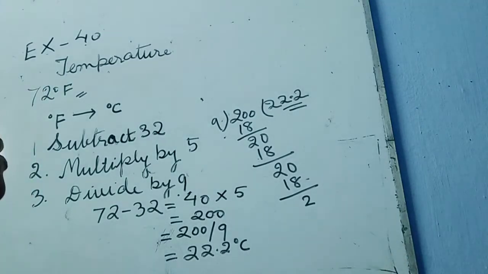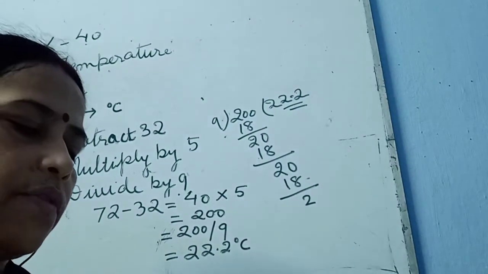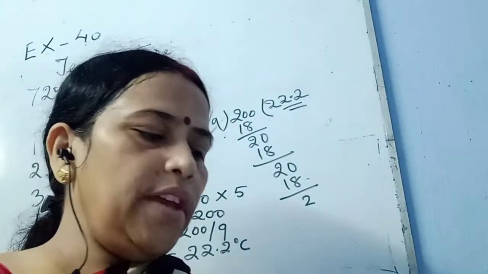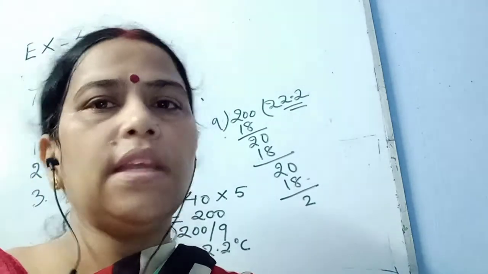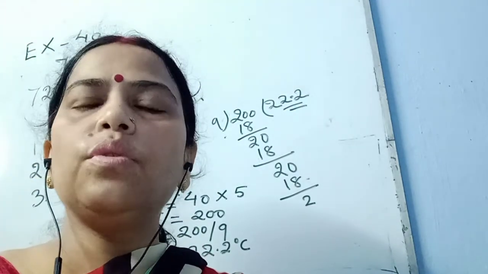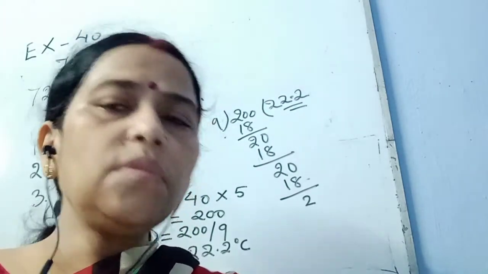So this is how you are going to convert. You have to follow the steps: subtract 32, multiply by 5, then divide by 9. Now the next one is convert the temperatures given below to Fahrenheit. The temperature has been given in Celsius scale. We have to convert that temperature into Fahrenheit.